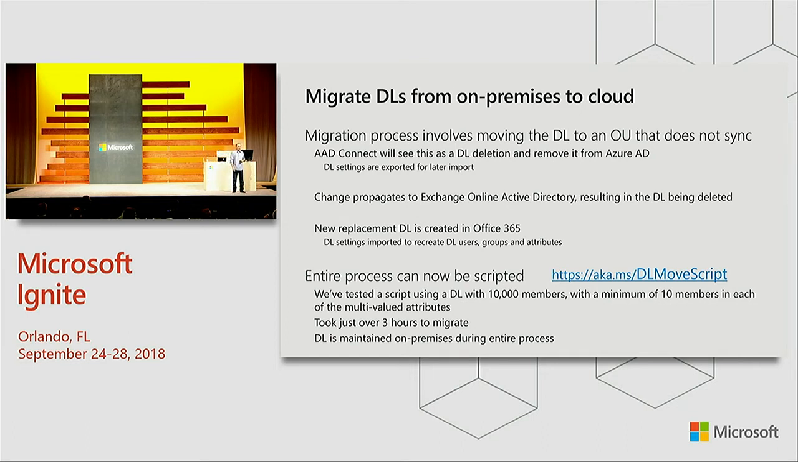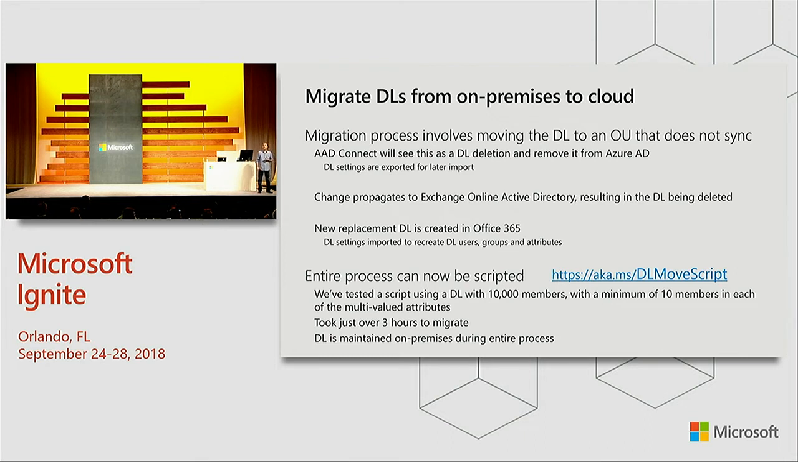The next thing that you do is you create a new replacement DL in Office 365. All the DL settings you'll have extracted from the previous DLs that were moved, you will simply apply to the new groups that you create. And the entire process now is scripted. You're the first group of people to hear about this script. It's brand new. We just published it on the web.